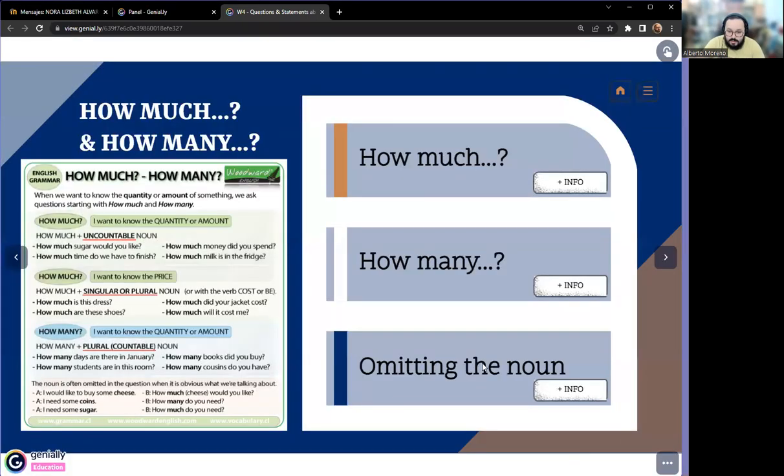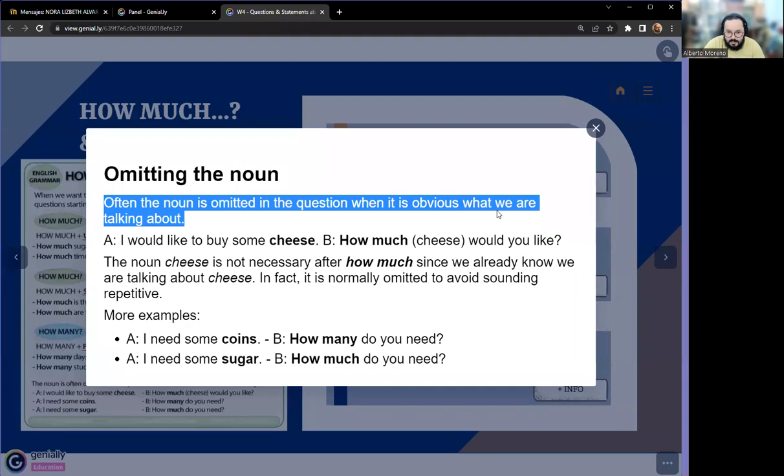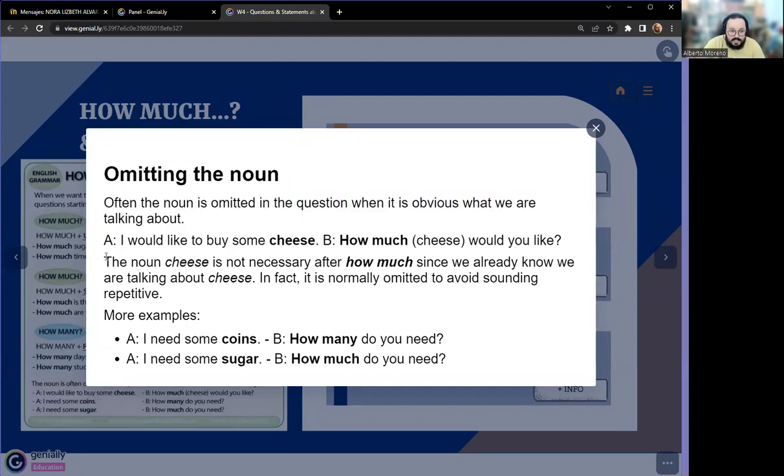And there is another rule when we omit the noun. When does this rule take place? Well, often the noun is omitted in the question when it is obvious what we are talking about. For example, person A says, I would like to buy some cheese. So from now on, it is obvious that we are asking for cheese. So person B says, how much would you like? Referring to the cheese. How much cheese would you like?